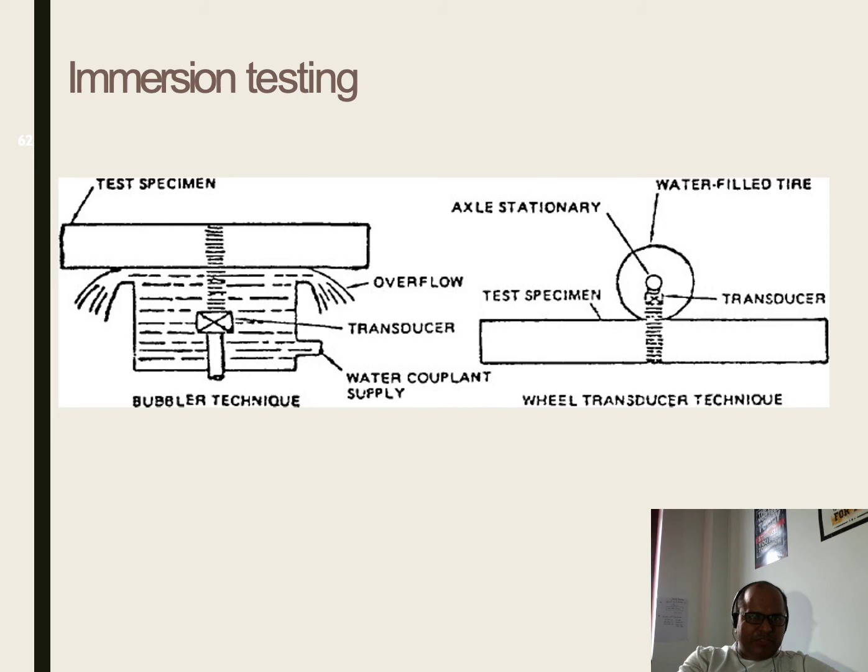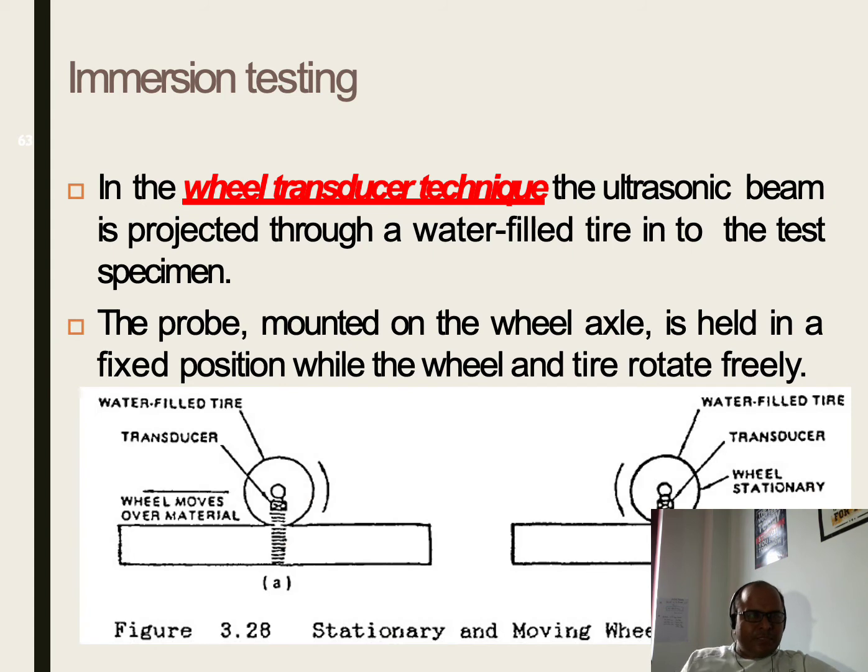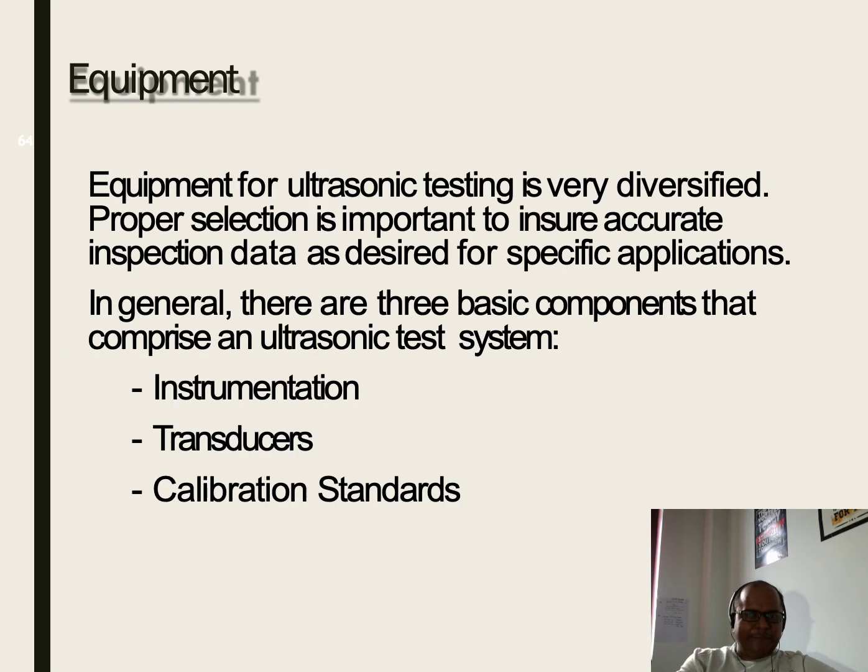In bubblers, you can see the overflow, transducers and water couplant supply. In the wheel transducer, you have the wheels, your axle stationary, and the water-filled tires, the transducer, and your test specimen. In the wheel transducer technique, the ultrasonic beam is projected through a water-filled tire into the test object. The probe mounted on the wheel axis is held in a fixed position while the wheel and tire rotate freely.